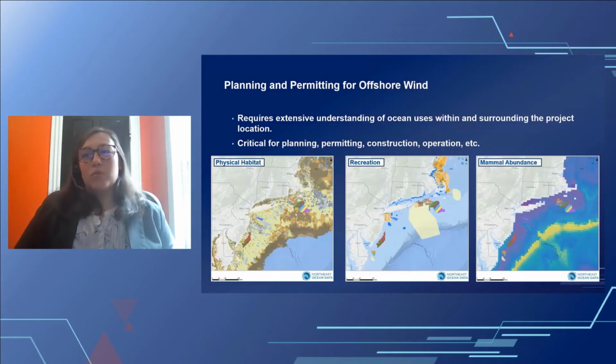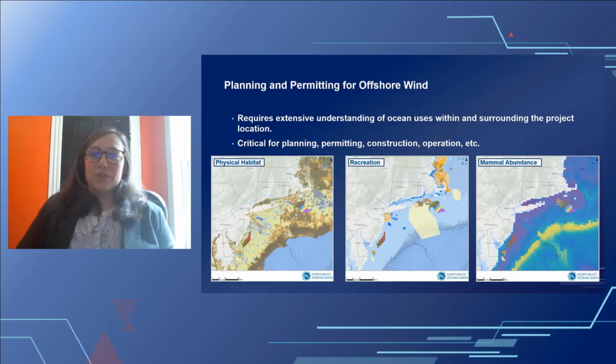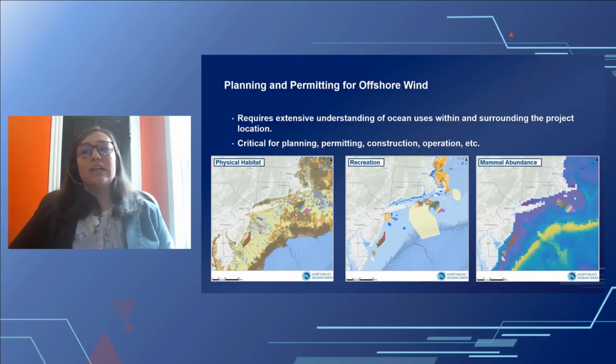Planning and permitting offshore wind energy projects requires extensive understanding of the ocean uses within and surrounding the project location. Having comprehensive and robust spatial data related to those ocean uses that is easily accessible by everyone, from developers, regulators, stakeholders, and the public, is critical for successfully completing the various milestones along the project lifecycle, from planning, permitting, development, and operation, and to help balance the multiple uses of our ocean resources.